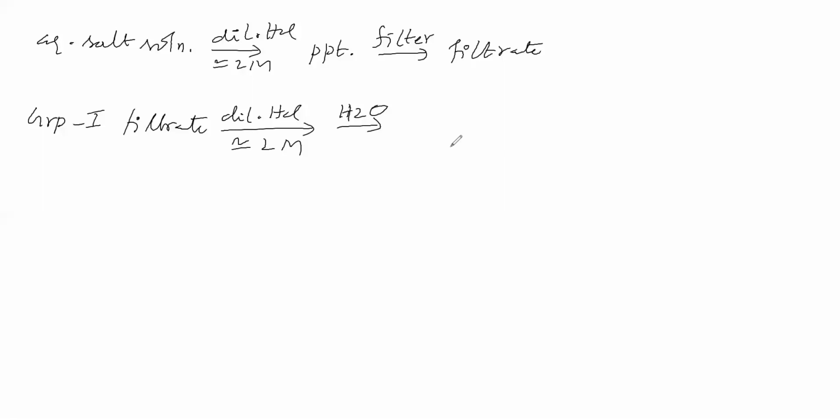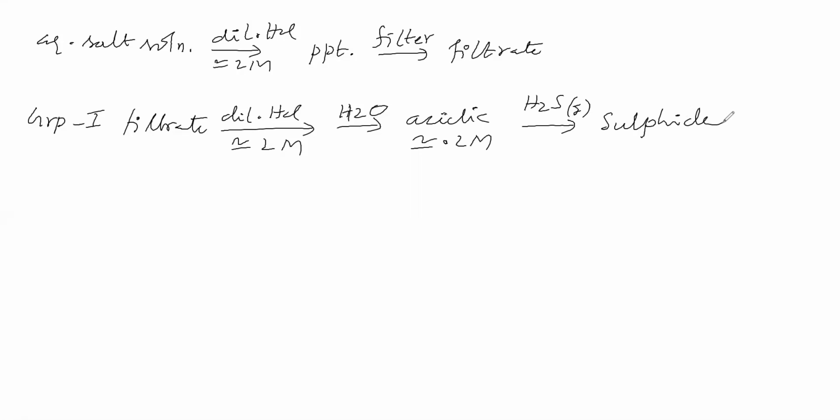Group 2 is done in acidic medium. The concentration of acid should be nearly 0.2 molar, but here it is 2 molar. In order to make this 0.2 molar, we have to dilute it. So we add water, making the acid concentration nearly 0.2 molar. Then we pass H2S gas. One possibility is getting a precipitate, another is not getting a precipitate. If we get a precipitate, it is a sulfide. So group 2 cations precipitate as sulfides.